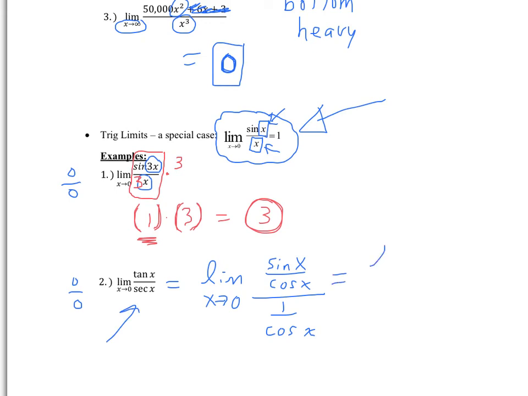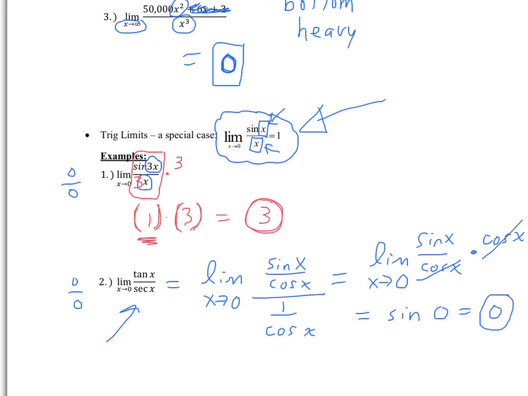Well, if we rewrite this, sine of x over the cosine of x, dividing by 1 over cosine is the same as multiplying by the reciprocal, which would just be cosine. So notice the cosine of x terms will cancel each other out, leaving us with the limit of just the sine of x as x approaches 0. Got my 0 there. So we would simply do our direct substitution now. We would have the sine of 0, which is 0.